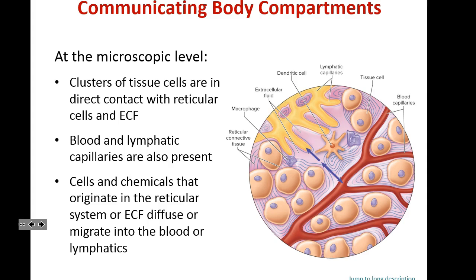Communicating body compartments. At the microscopic level, clusters of tissue cells are in direct contact with reticular cells and extracellular fluids. Blood and lymphatic capillaries are also present. You see the blood here, and here are the lymphatic capillaries. What color are they shown here? Like a mustard color. Yellow.